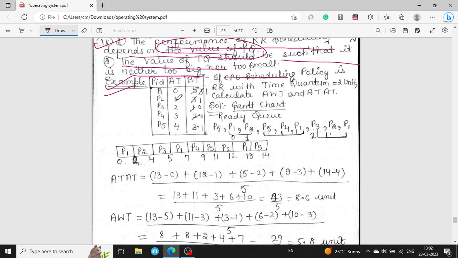Then P2. You can see P2 and P5 both use the same time of CPU. Now here we can use process 2 first, then process 5 next, because of first come first serve. After that you can see P4.